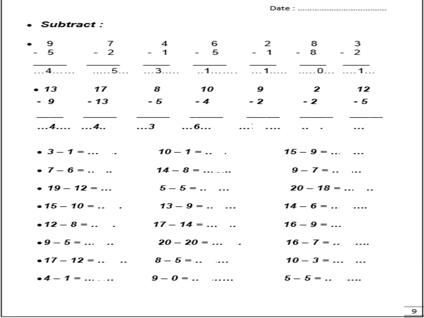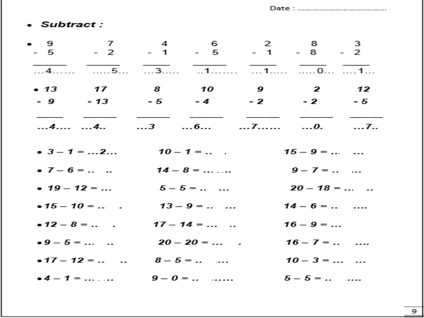9 minus 2, we count from the small number until we reach the big number. After 2: 3, 4, 5, 6, 7, 8, 9. So the answer will be 7. 2 minus 2, it will be 0. 12 minus 5, after 5: 6, 7, 8, 9, 10, 11, 12. So the answer will be 7. 3 minus 1, after 1: 2, 3. So the answer will be 2.